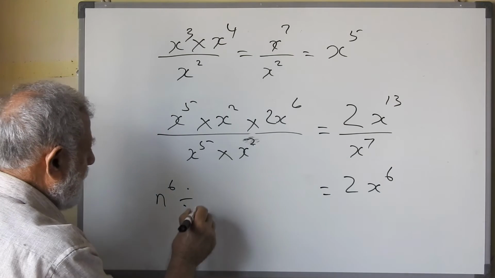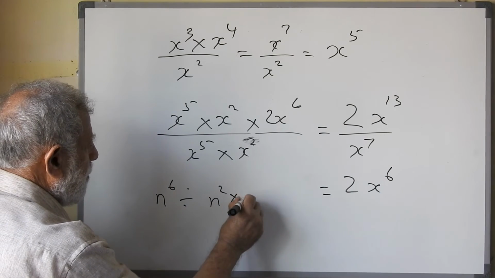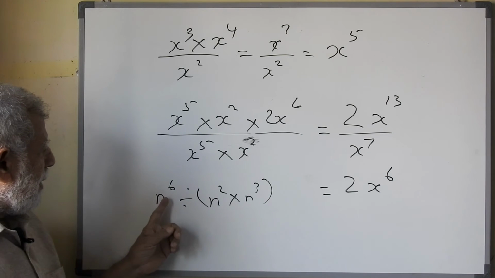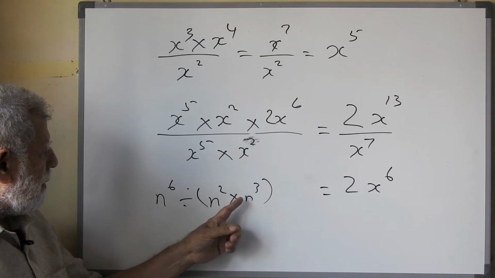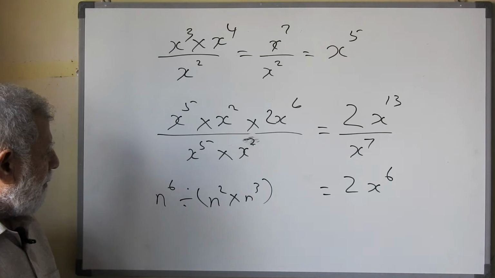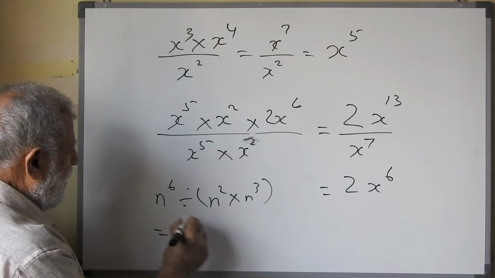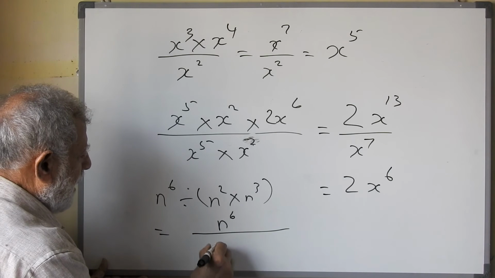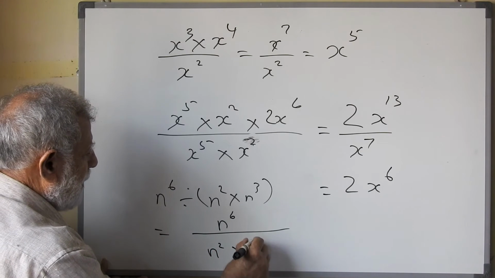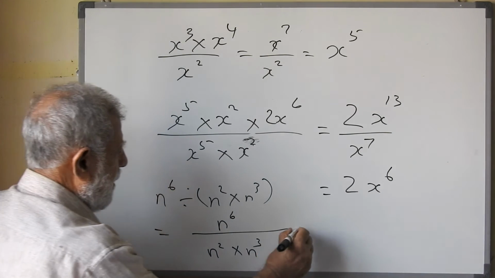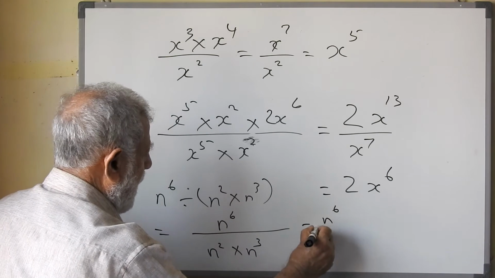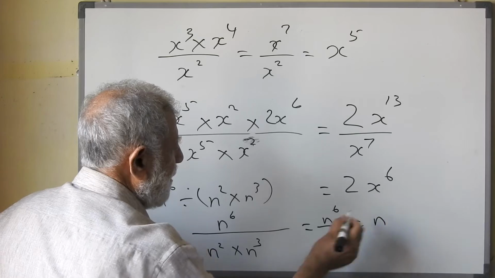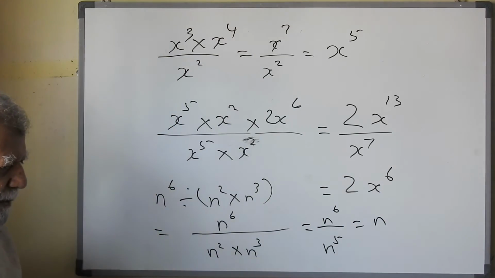Divided by n squared. How to do this? n to the power of 6 divided by n squared into n to the power of 3, and it is in brackets. So what we should do is we write it like this. In the numerator we write n to the power of 6. In the denominator we write n squared into n to the power of 3. And that is equal to n to the power of 6 divided by n to the power of 5. That is equal to n to the power of 1. We don't write the 1, so it is equal to n.